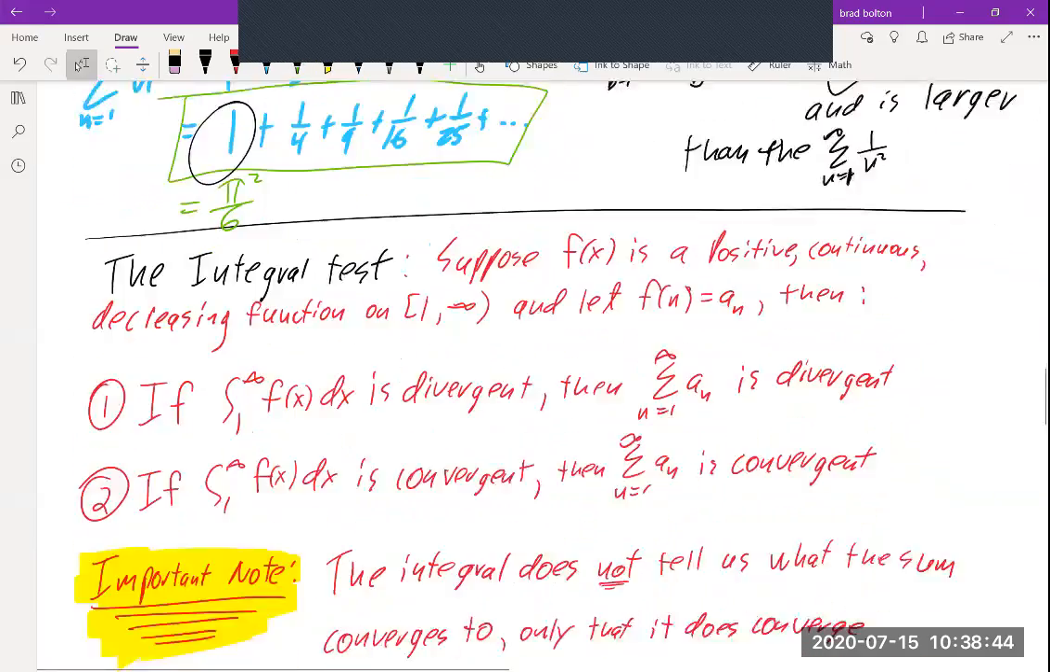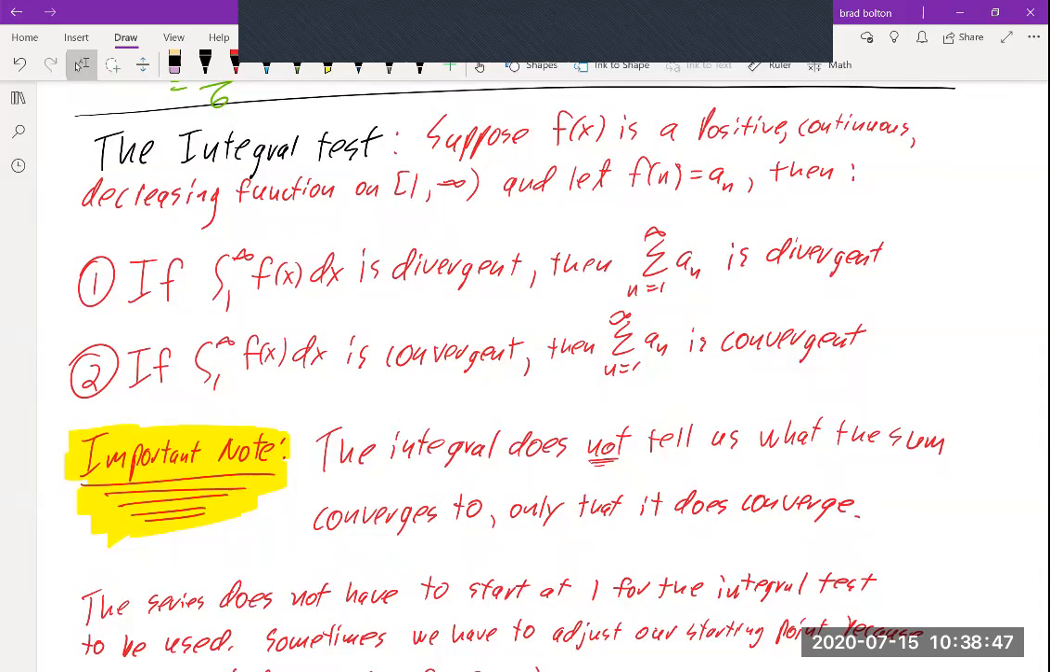But there's a couple stipulations that you need in order to use the integral test. So the integral test says, suppose that f of x is a positive, continuous, decreasing function on the interval 1 to infinity, and let f of n equal a sub n. Then this is what you can use. If the integral of f of x dx from 1 to infinity is divergent, and it doesn't have to start at 1, that's just where I started it for these, then the series a sub n is also divergent. If the integral from 1 to infinity of f of x dx is convergent, then the series is also convergent.